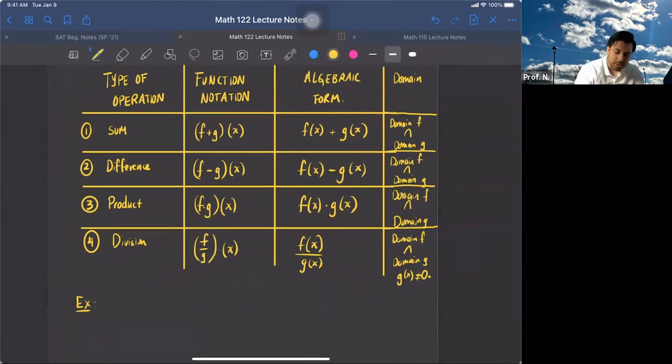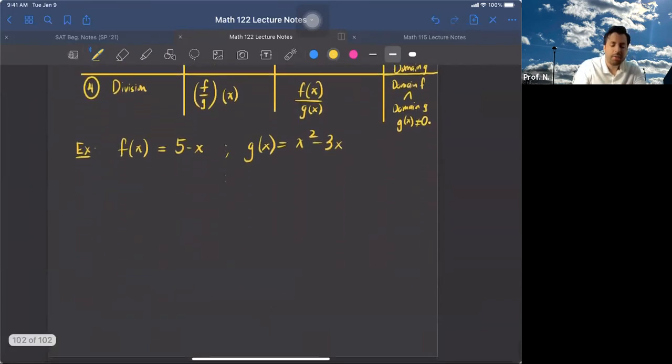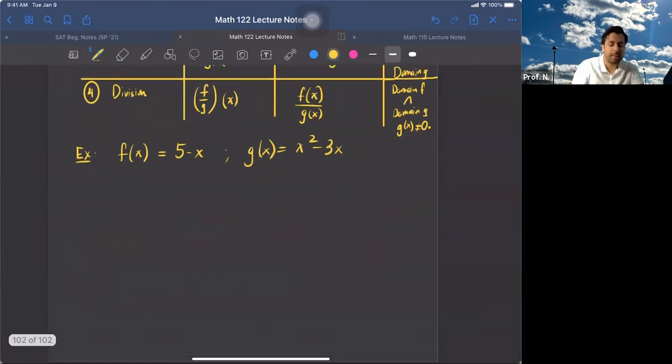So suppose I have two functions. Let's make it simple, nothing crazy. Suppose I have a function f of x equals 5 minus x, and a function g of x equals x squared minus 3x. Then I want to find all the different ways we can combine them using these operations.